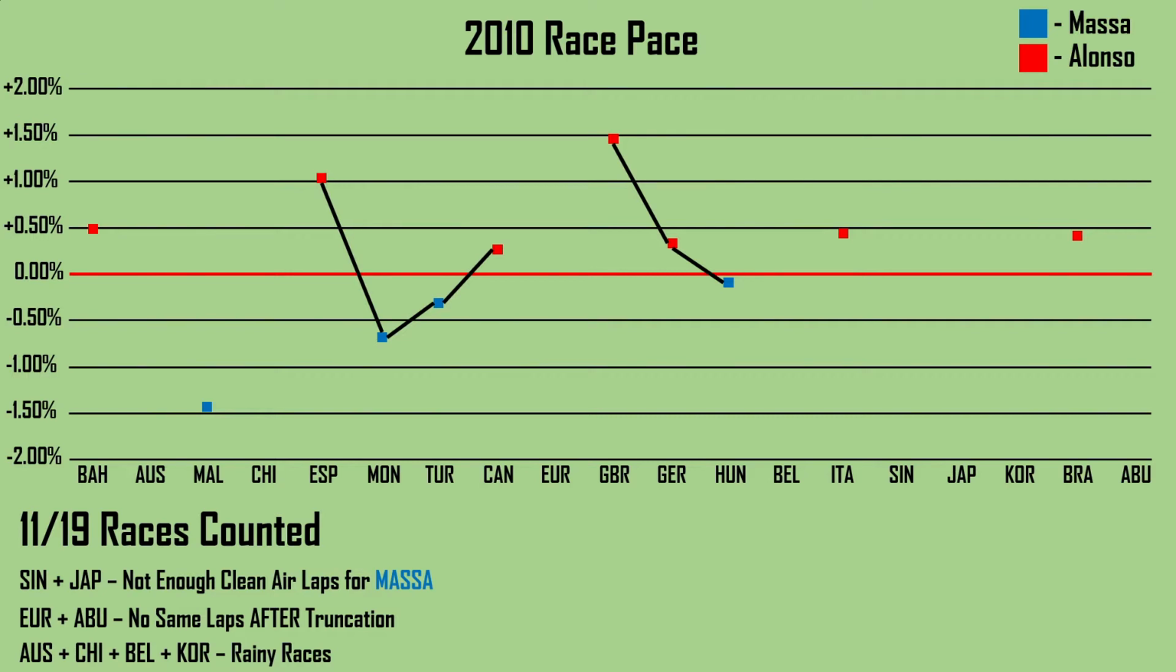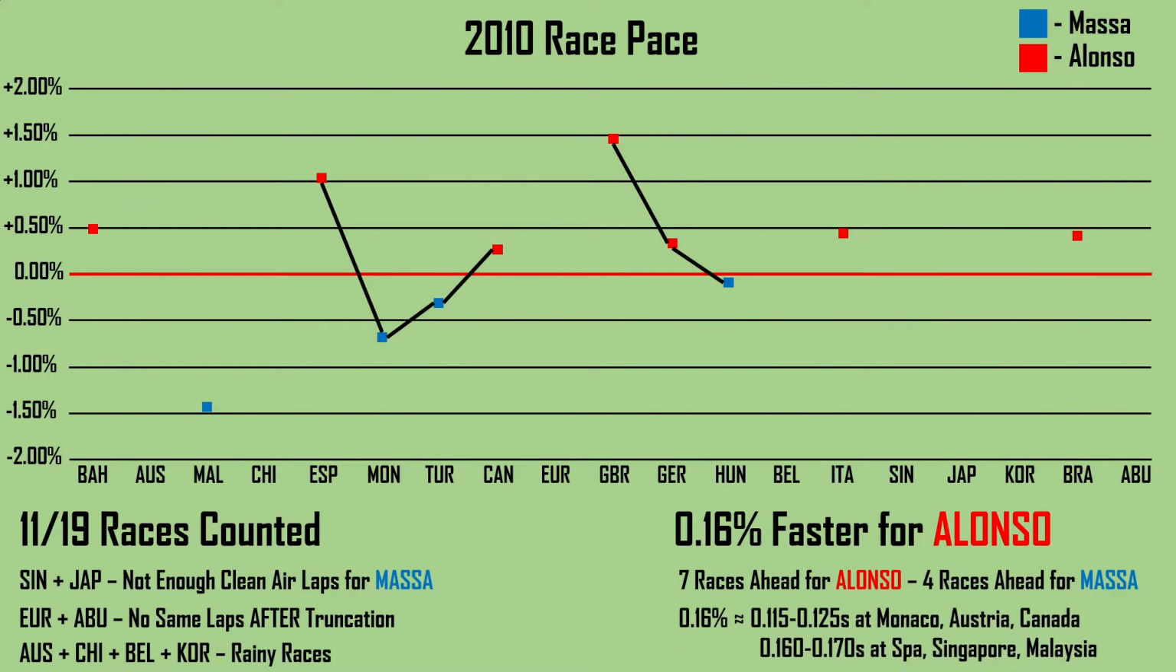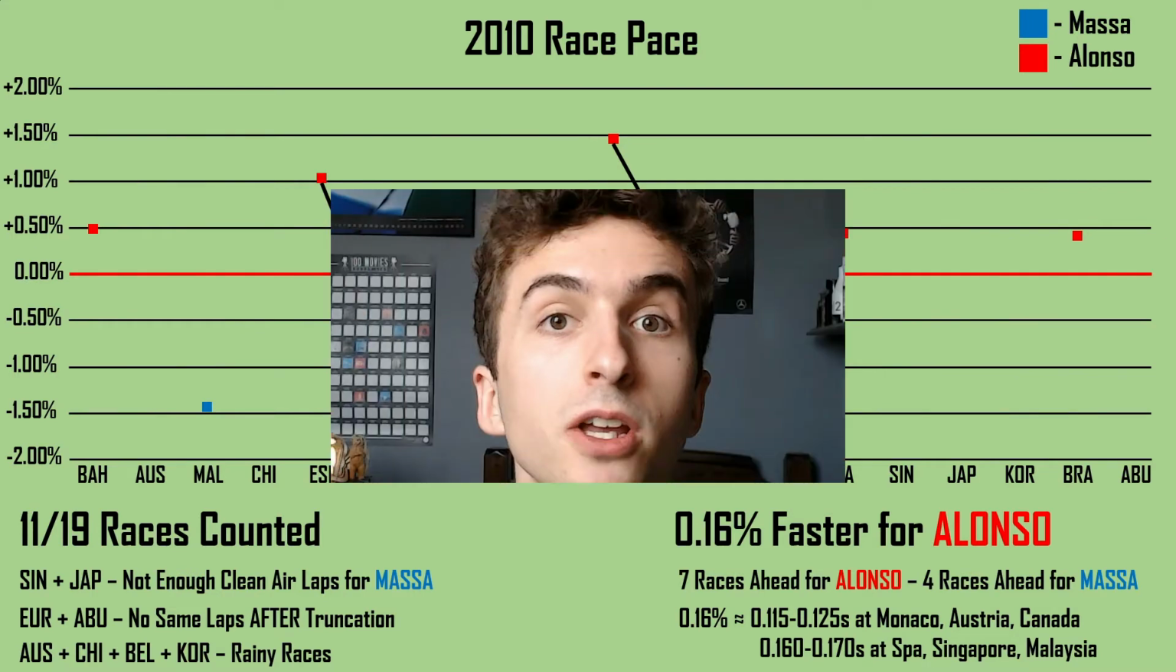And averaging out these 11 points, we end up with an advantage in favour of Fernando Alonso of just 0.16% overall. There were 7 races ahead for Fernando Alonso compared to 4 for just Felipe Massa, where 0.16% roughly equates to just over a tenth of a second at Monaco, Austria and Canada, and just over 1.5 tenths at Spa, Singapore and Malaysia.